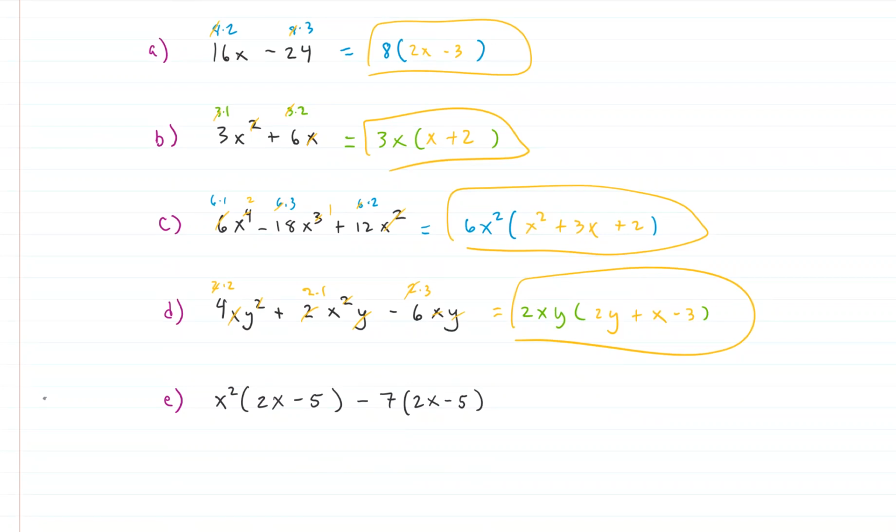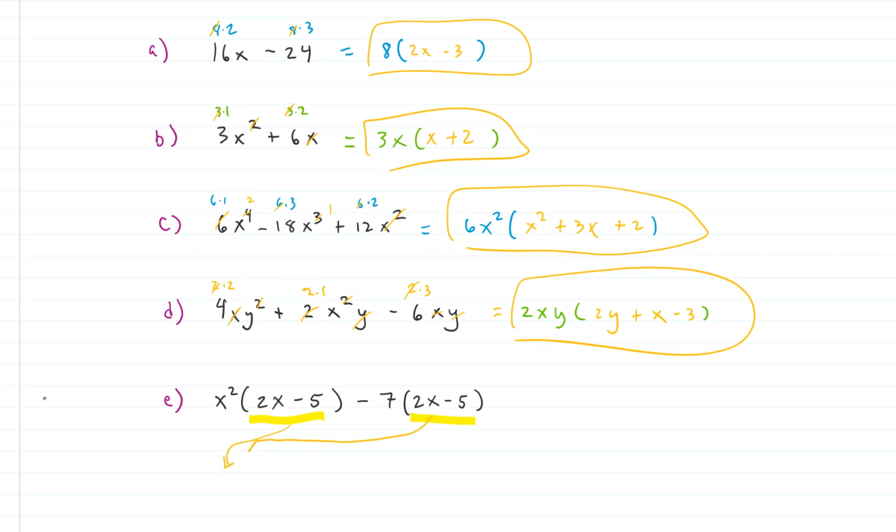And now we're to our last one. And as we look at this, it looks a little weird, right? But we notice something. The 2x minus 5 is a term that both of them share, and that's the only thing they both share, because we have x squared times quantity 2x minus 5 in the first term. The second term is negative 7 times quantity 2x minus 5. Or in other words, minus 7 times quantity 2x minus 5. So they both share a 2x minus 5.